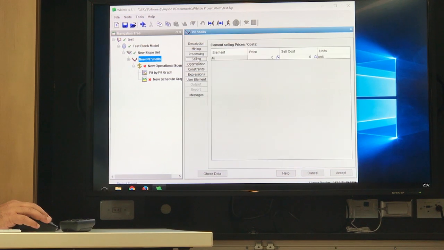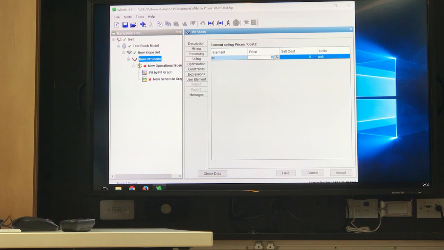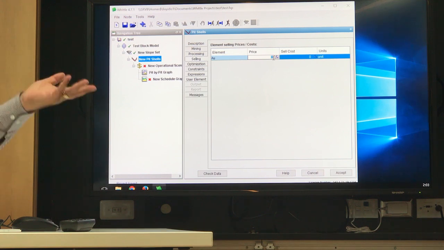Then the next one is the selling. For selling, you need to know the price of the commodity. This is something you need to come up with, basically using all those techniques that you learned from Larry's presentation, if you learned anything. Hopefully you learned. So long term, for example, a 5-year average, or 3-year average, or consensus. Yes, spot price, exactly.